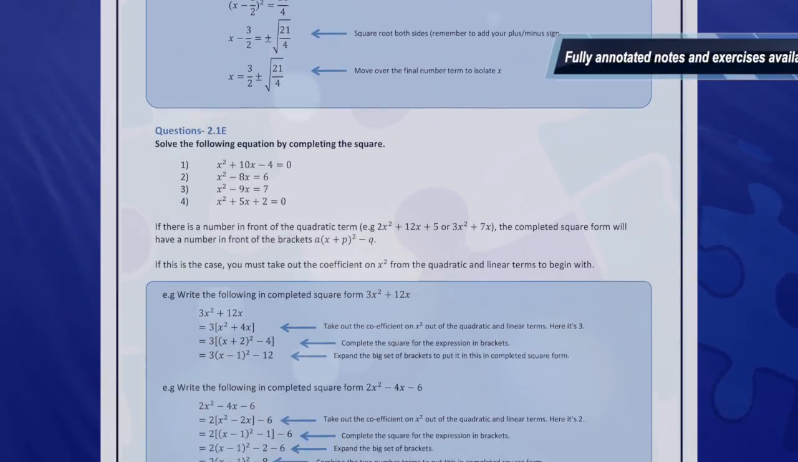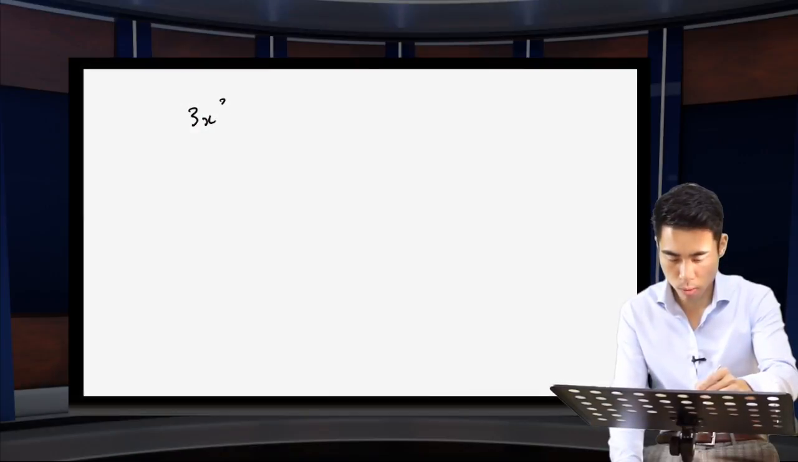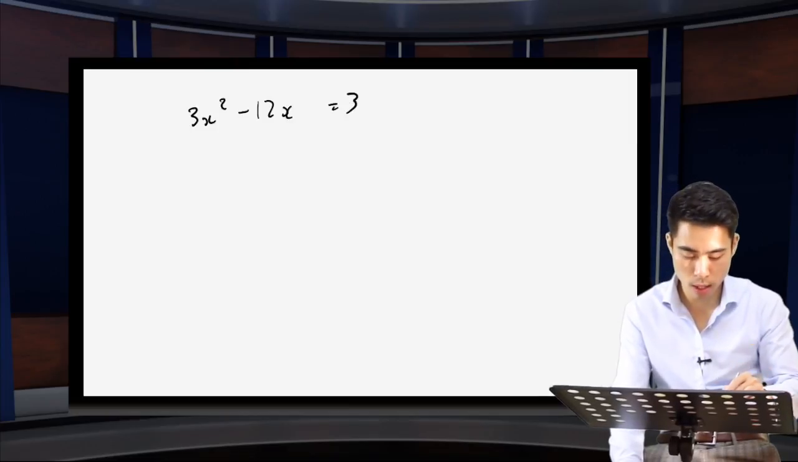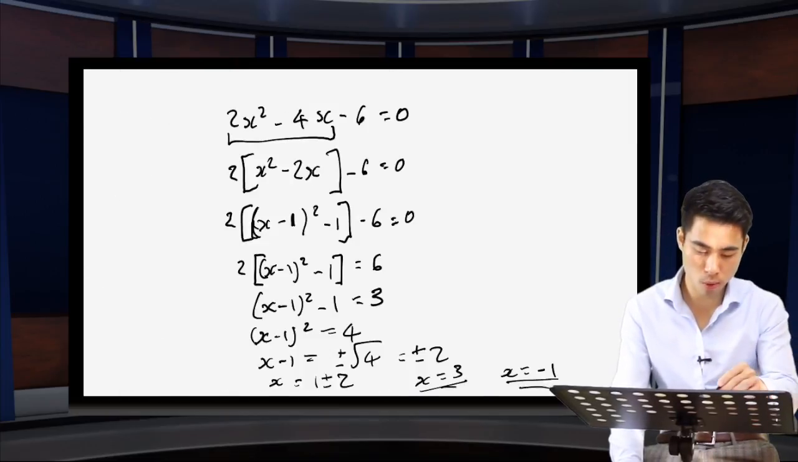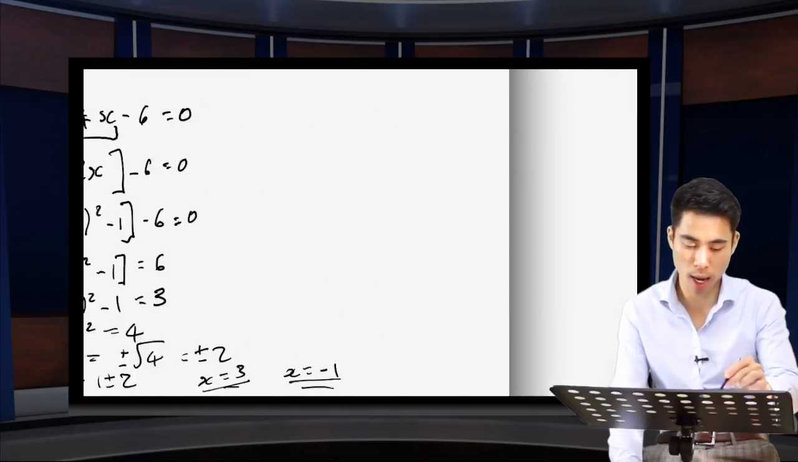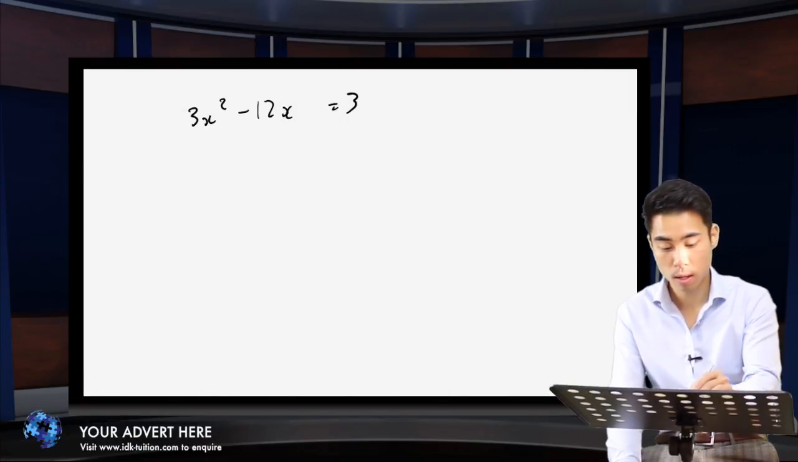The second example is slightly more difficult, so let's go for this one. 3x squared minus 12x equal to 3. So you notice differences between this equation here and this equation here. Principally the fact that here on the right hand side you have 0, on the right hand side here you have this number term. I'm actually just going to leave that number term there.